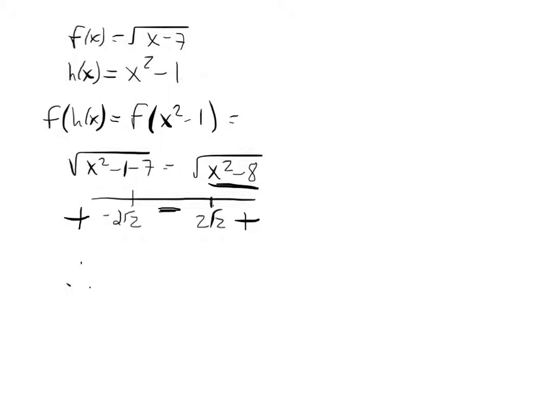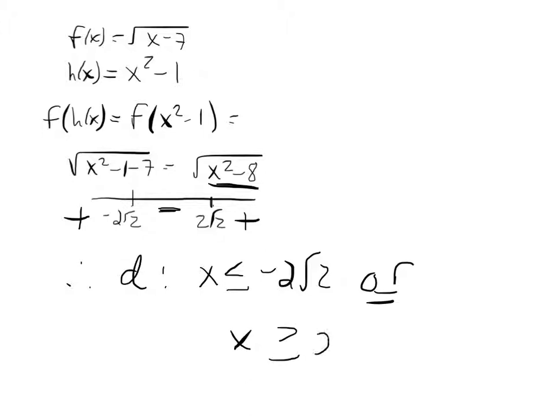So therefore, my domain for this composition, f of h of x, is going to be x values that are less than or equal to negative 2 root 2, or x values that are greater than or equal to positive 2 root 2. And note that domain is quite different from the original domain for f and the original domain for h. When I do a composition of functions, that domain is going to be dependent upon my new rules.